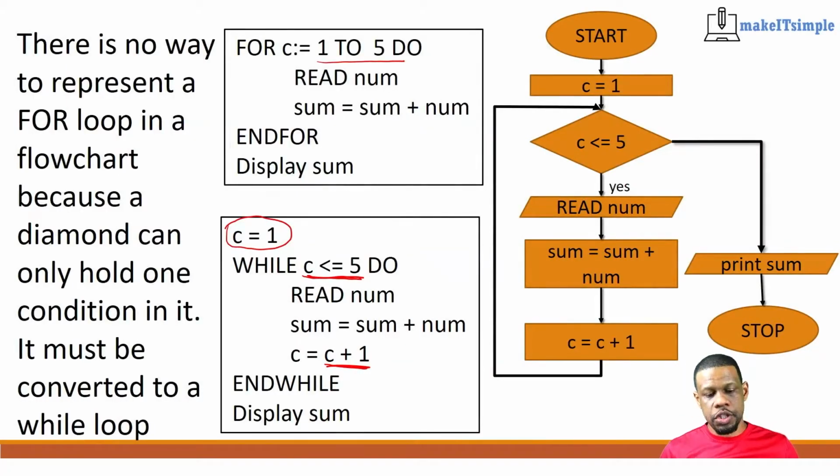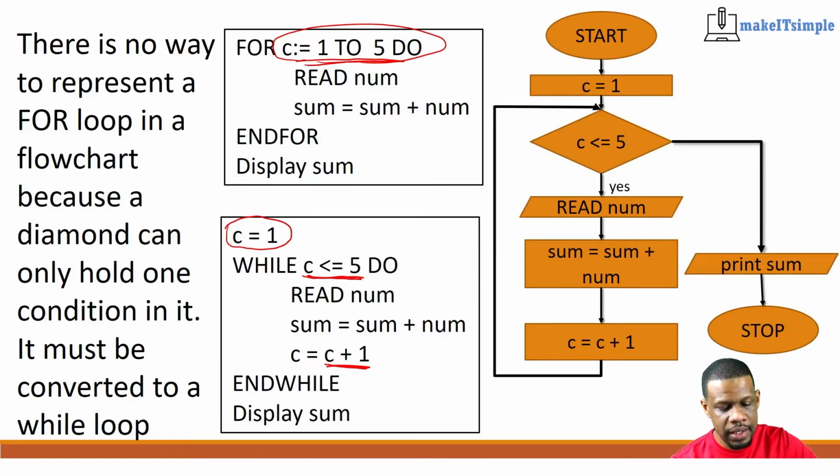Yeah, right. So a for loop goes from 1 to 5. Now I could make the for loop go from 1 to 5 easily. That's not a problem. But when it comes to representing it in a flowchart, I must make sure that the algorithm has to be converted to a while loop or a repeat until loop, one of the two, because the for loop is not going to be able to be represented in the flowchart.